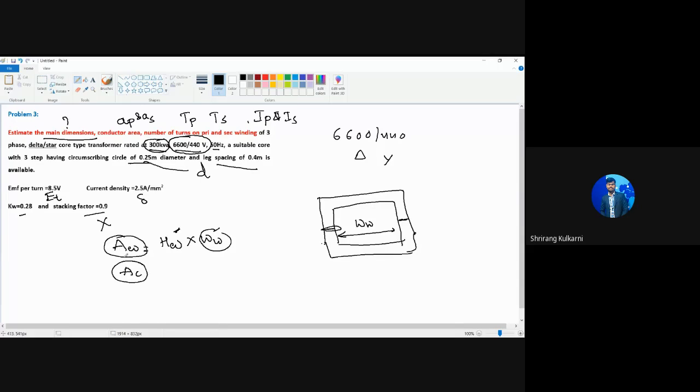And AC we can calculate with the help of the given data. AC is equal to AI by D square. Diameter is given. AI you calculate, AC we can calculate. These are the dimensions: HW, WW, AW, AC. This much. After that, in the window area, TP, TS, IP, IS, all things you have to calculate. So you try this one.